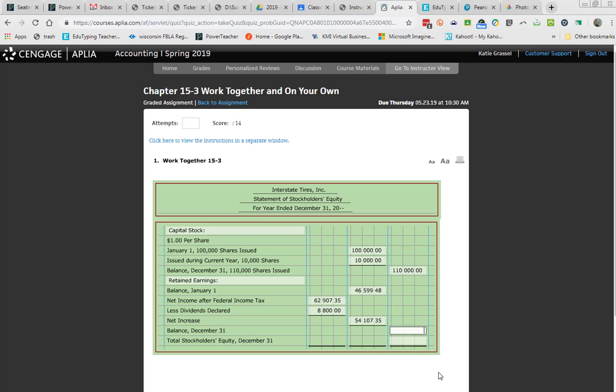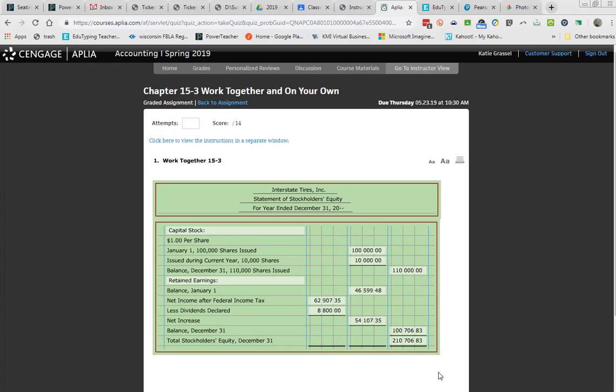So I'm going to take $46,000 plus 54, and that's going to be my new balance on December 31st of $100,706.83. My total value of stockholders' equity is my retained earnings plus my capital stock. You will now notice I'm on the far right column. So I need to add my capital stock and my retained earnings to give me my total stockholders' equity, which should be $210,706.83.